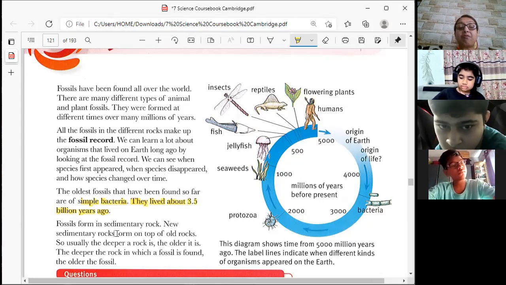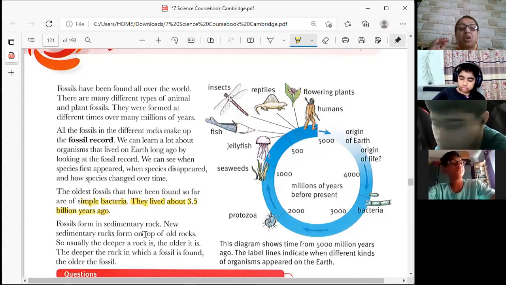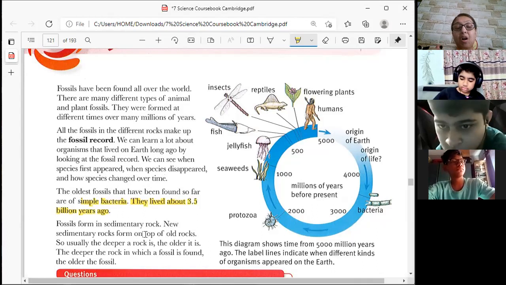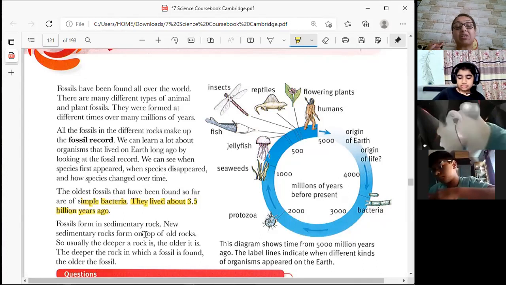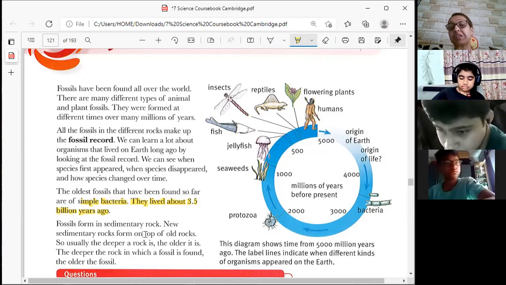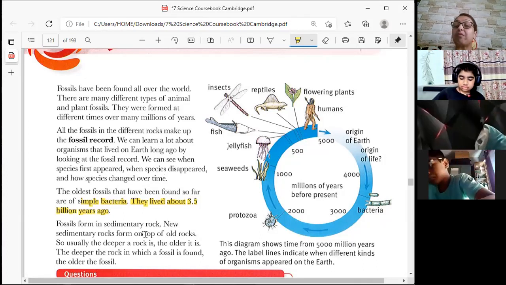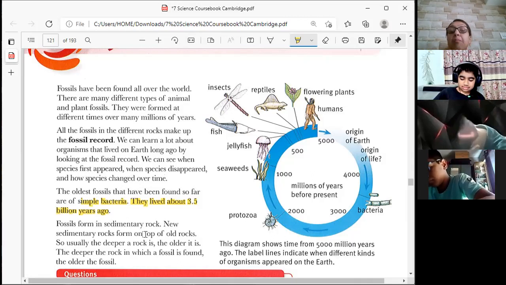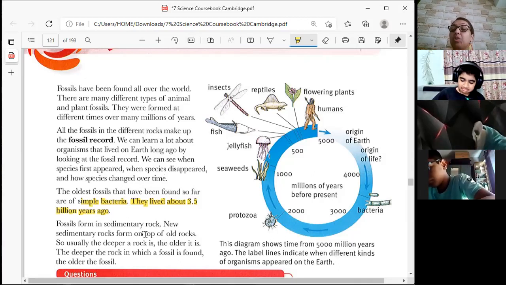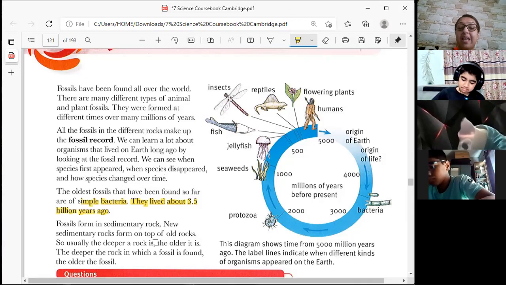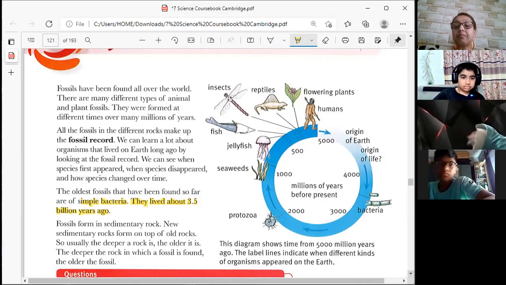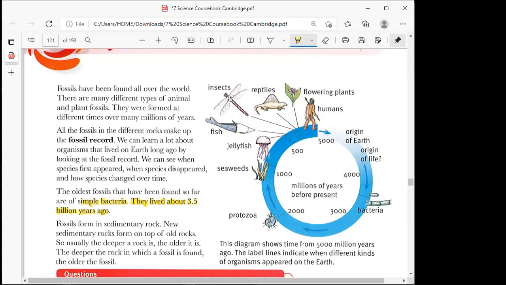New sedimentary rock forms on top of the old rocks. So usually the deeper a rock is, the older it is. The deeper the rock in which a fossil is found, the older the fossil. How do we come to know which is the oldest one? The more deep you go, the older the things you get there. Are you getting it, beta? Understanding what I'm speaking? Yes, ma'am.